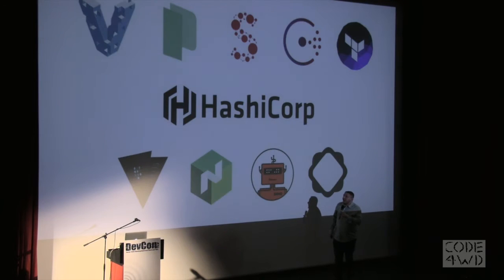If you haven't heard of HashiCorp, which I found is actually very rare in Israel, here are some of the open source tools we make. So we're an open source company. We make Vagrant, which is a tool for virtualized development environments, Packer, Serf, Consul, Terraform, Vault, Nomad, Otto, and our commercial product, Atlas.